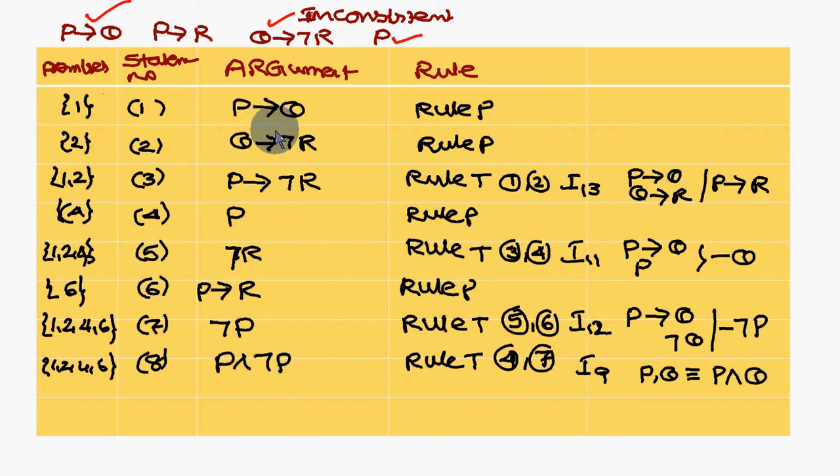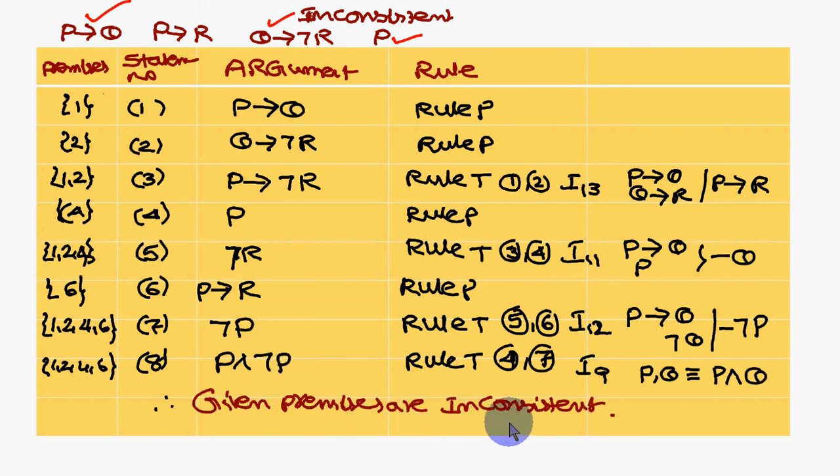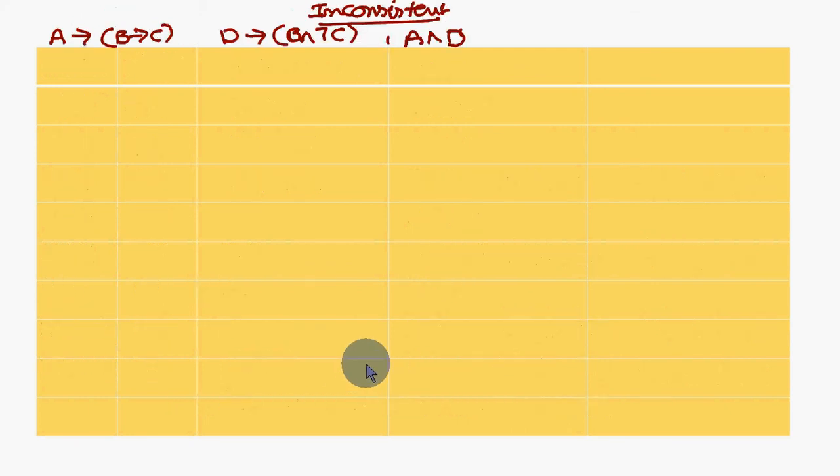So while solving inconsistency problems, finally you have to prove like this: R and not R, P and not P, Q and not Q, like that you have to prove. If you prove this, this is a contradiction, therefore the given premises are inconsistent. If you cannot prove like this, then the given premises are consistent.